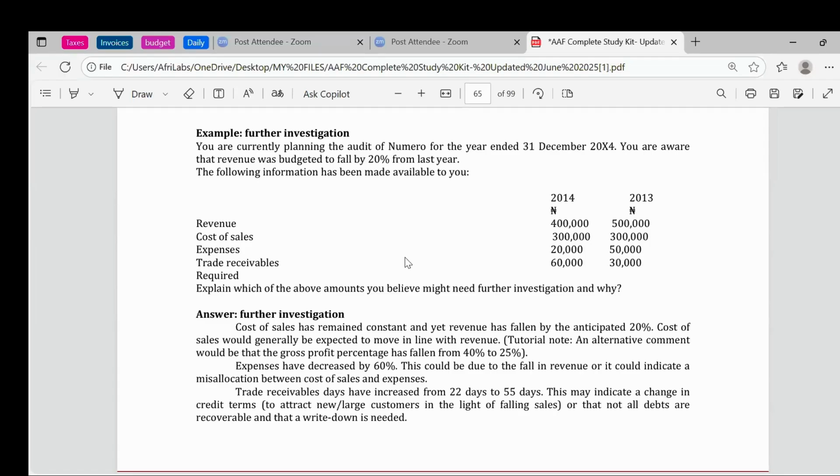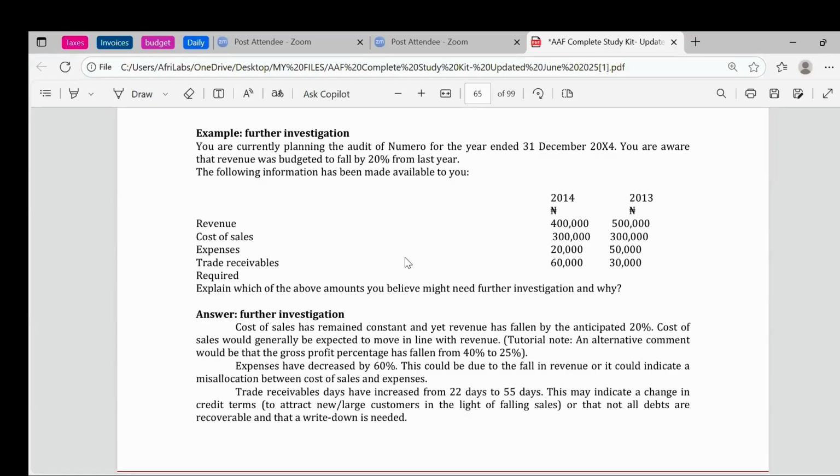You are currently planning this example for analytical procedure. You are currently planning the audit of Numero for the year ended 31st December 2024. You are aware that the revenue was projected to fall by 20% from last year. Following the information available to you, your 2023 revenue was 500,000, and revenue this year was 400,000.